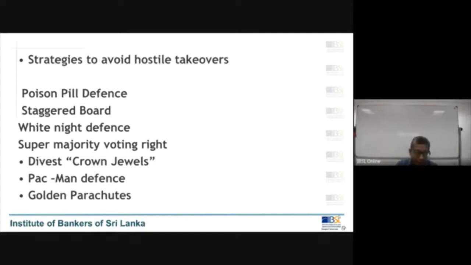Right? One of these are strategies. You just put 1, 2, 3, 4. That's enough. I'm not going to explain all these strategies, but there are some strategies. The first strategy we call the poison pill defense. Poison pill defense. What do you mean by a poison pill defense? It is a form of defense utilized by a target company to prevent or discourage an attempt at hostile takeover by an acquirer.